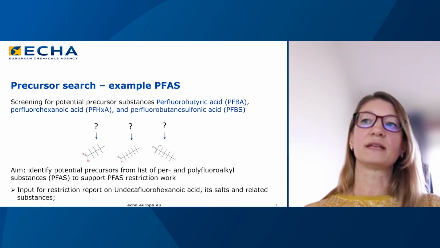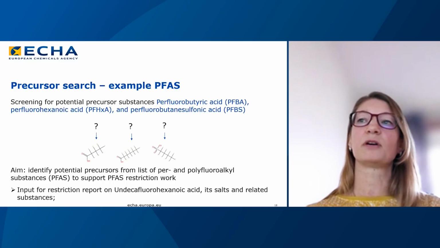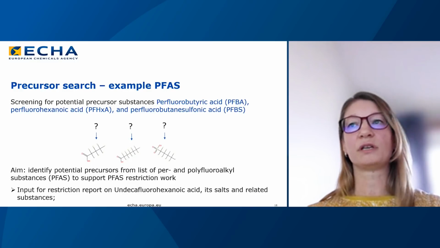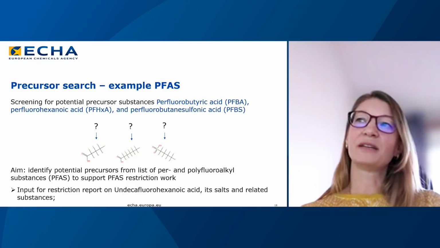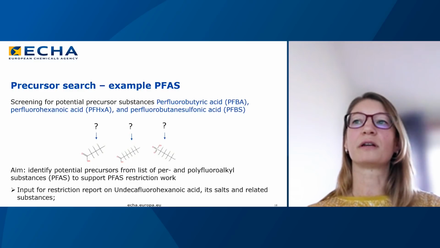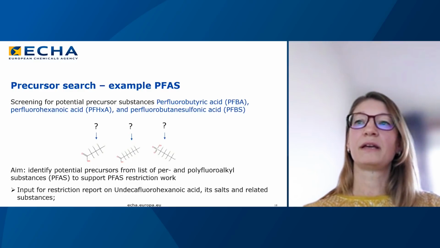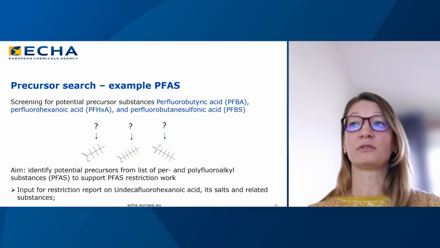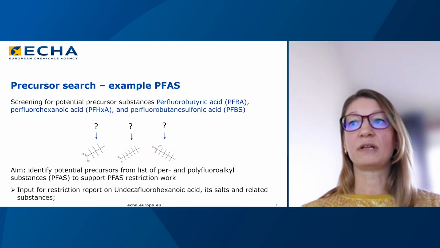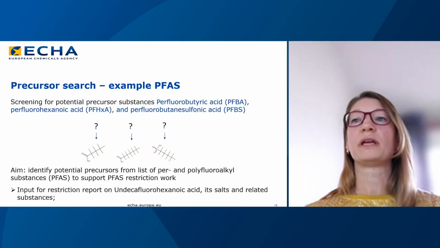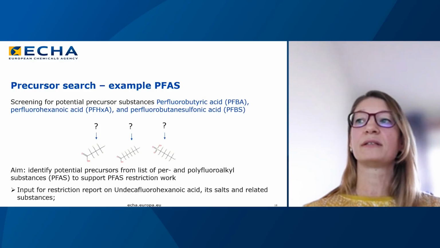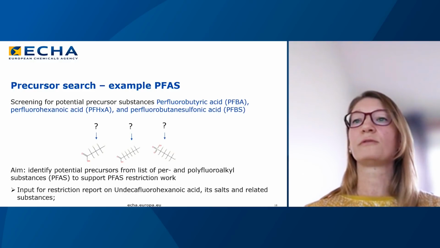The second example is about perfluorinated substances, and it was done already a few years ago. As you may know, there are many per- and polyfluoroalkyl substances on the market, the so-called PFAS, and a one-by-one assessment was found to be highly inefficient and taking too long. For this reason, we looked into the identification of potential precursors for perfluorobutyric acid, perfluorohexanoic acid, and perfluorobutane sulfonic acid.